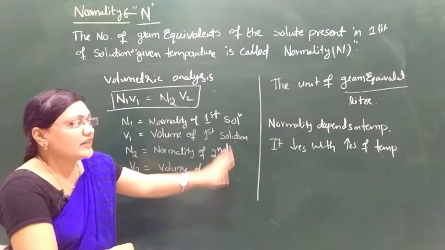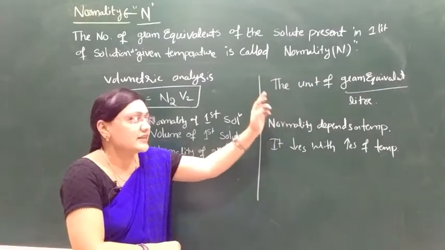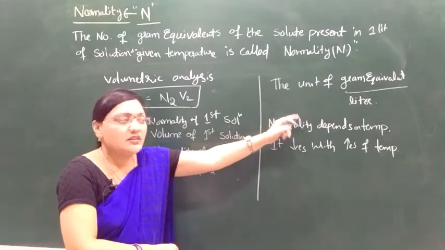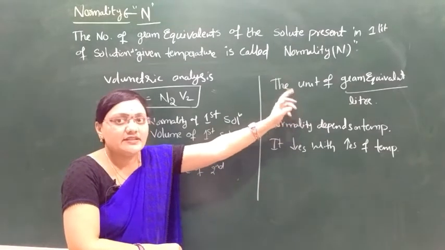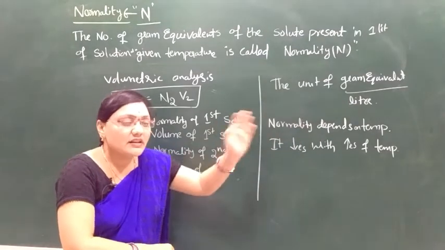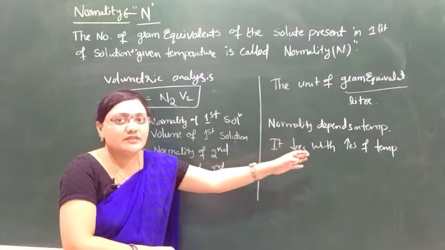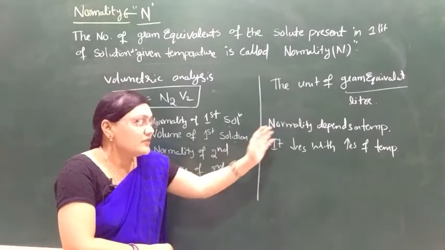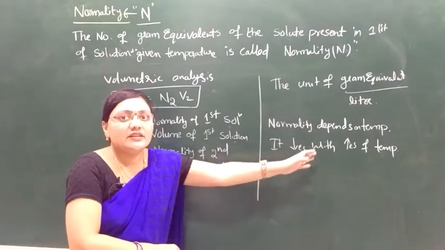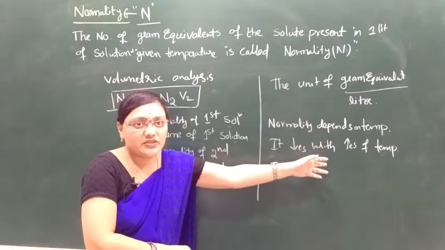Next, the unit of normality is gram equivalent per liter, and normality depends on temperature. Normality decreases with increase of temperature.